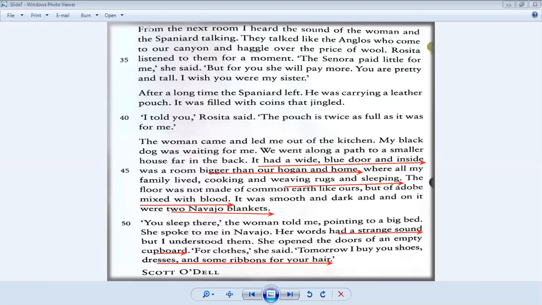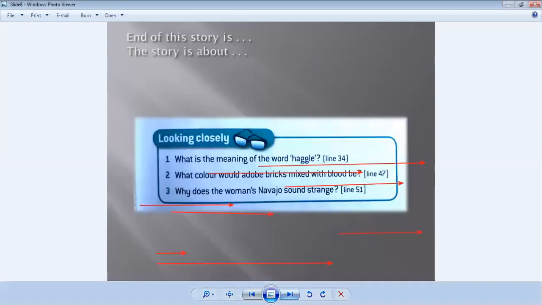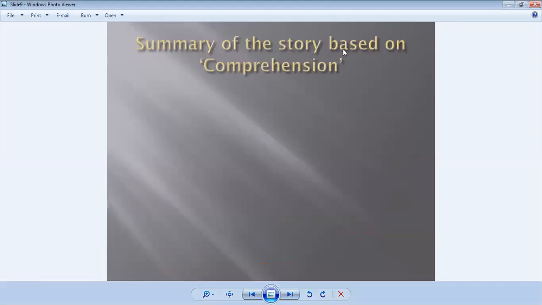Okay, this is the ending of the story. Now you have to brainstorm your mind, as we talked about earlier, and answer this looking closely. This is the end of our story, but more than that, I want you to summarize the story based on comprehension. You see the comprehension on page 143.